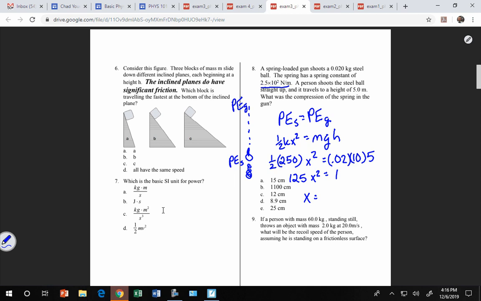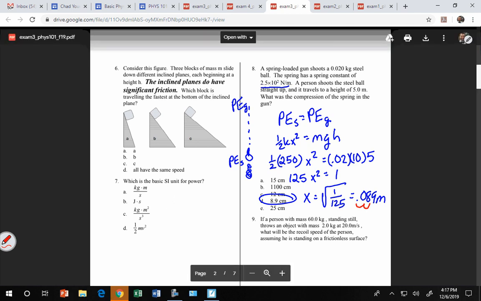And so x is equal to the square root of 1 over 125, which is 0.089 meters. But because that's such a small number, it's easier to represent in centimeters. So remember to convert to centimeters, really easy. Move 2 places over for meters to centimeters, or you can multiply the whole thing by 100. Okay? Cool. All right.